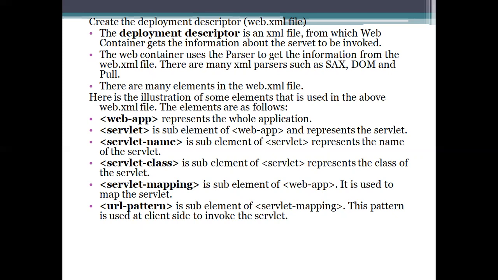Now, what is this web.xml file? It is known as the deployment descriptor file, which is an XML file from which the web container gets the information about the servlet to be invoked. The web container uses a parser to get information from the web.xml file. There are many XML parsers such as SAX, DOM, and so on. And there are many elements in the web.xml file also.